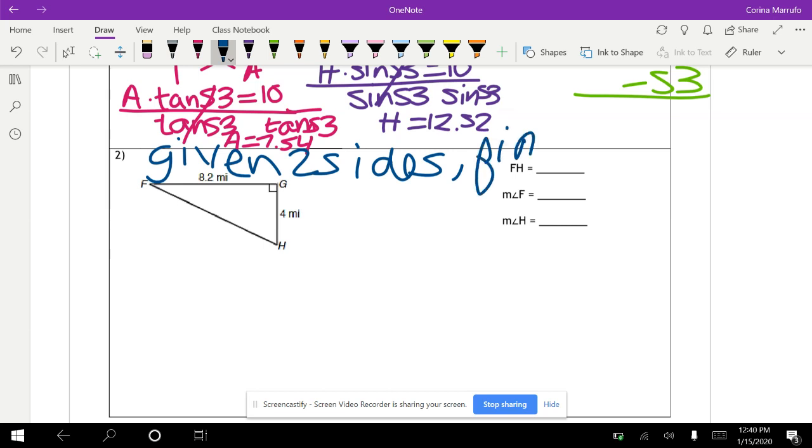Find angles. Okay, so here we pick which angle we want to find first. We can find F or we can find H first. It doesn't matter. Now I'm going to pick F.